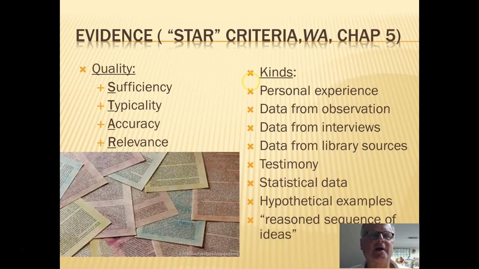Evidence is an interesting kind of thing because evidence comes in a variety of different forms, and some evidence is more persuasive than others. Our textbook lists out what they call the STAR criteria, that all evidence needs to meet these four tests. There has to be enough of it, sufficiency. The evidence has to be fairly common across various sources. That's what we mean by typicality. The evidence has to be accurate in that it's got to be true, and it's got to be relevant in the sense that a body of facts applies to a specific topic.